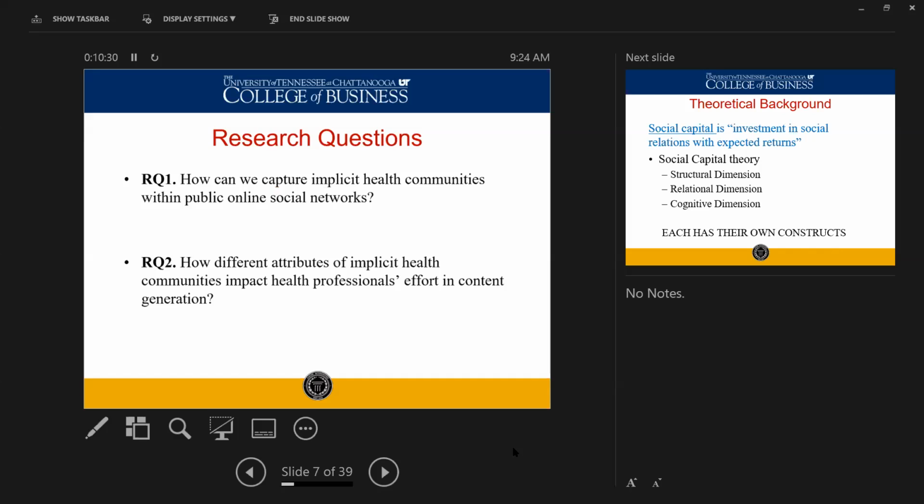And the second question we're trying to answer is how different attributes of these implicit health communities impact the health professionals' efforts in generating the content in these communities, the postings on these communities. How these different attributes of these communities, the network structures and other things, impact the content generation. So that's kind of the focus.